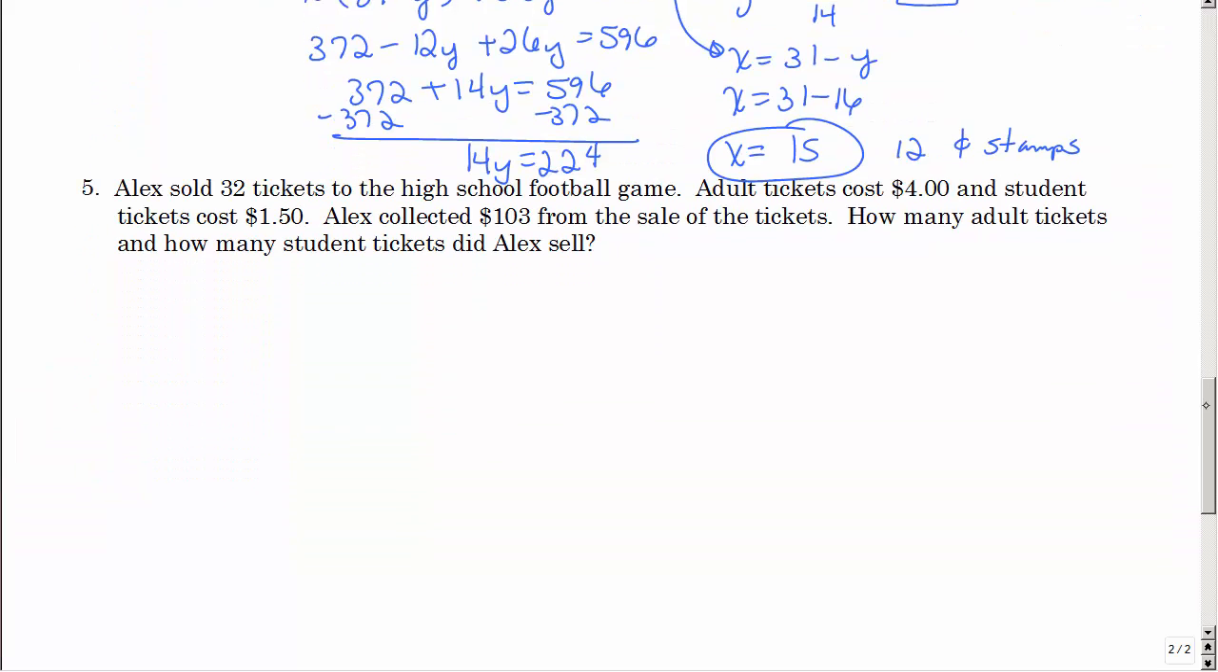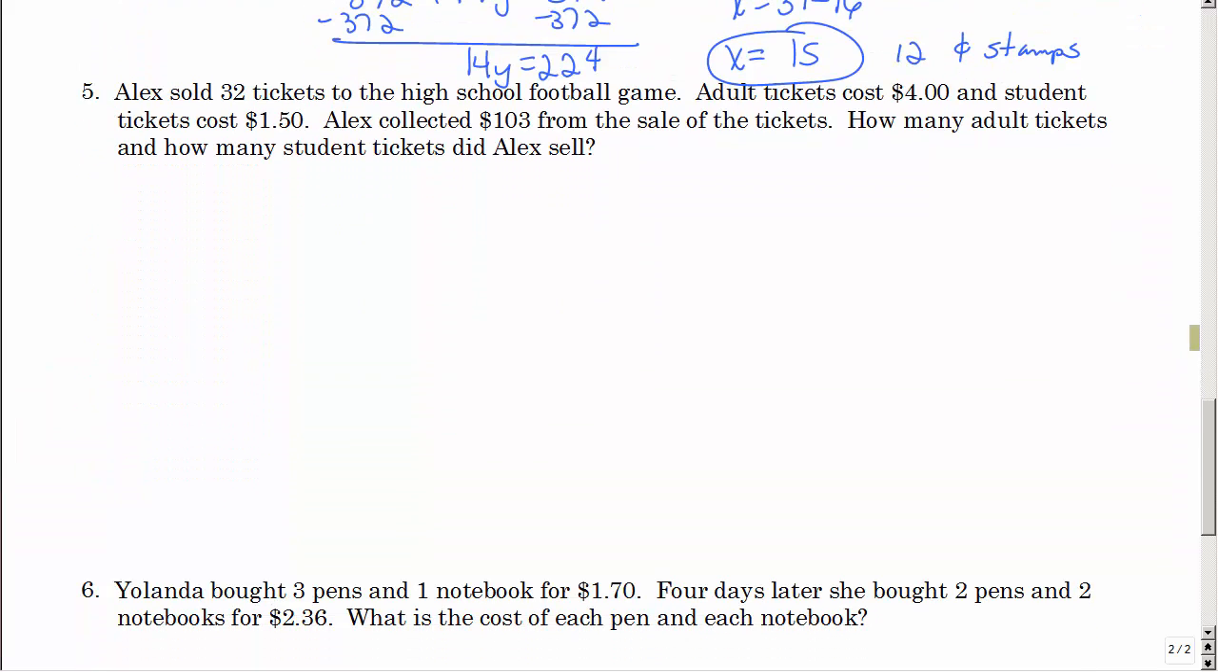We get to practice one more of them. Actually, more than one. Let's see. Alex sold 32 tickets to the high school football games. We have adult tickets that cost $4 and student tickets that cost $1.50. He basically collected $103. How many adult tickets and how many student tickets did Alex sell?